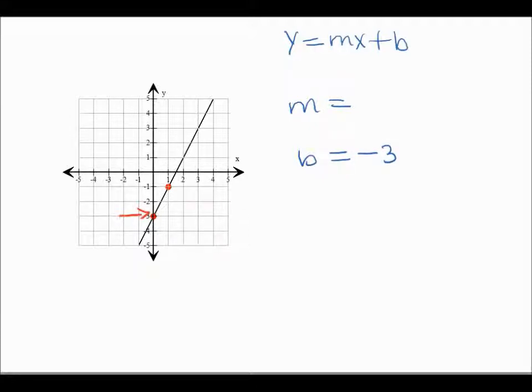Now, from my y-intercept, I can identify what the slope is. I'm starting here at the y-intercept, and I would move up 2 units, and I'd move over 1 unit, making my slope 2 over 1, or simply 2. So when I get ready to write my equation, that becomes y equals 2x minus 3.